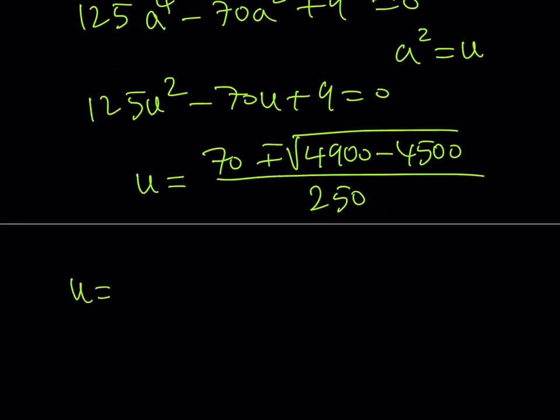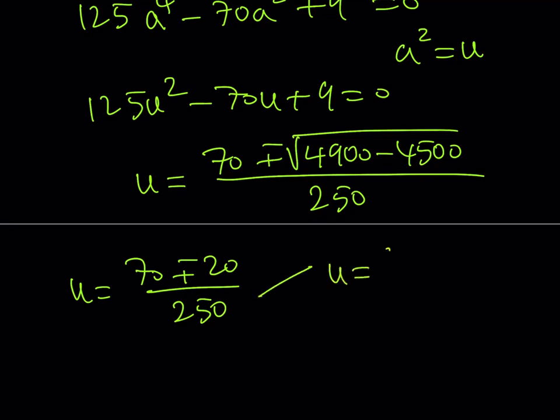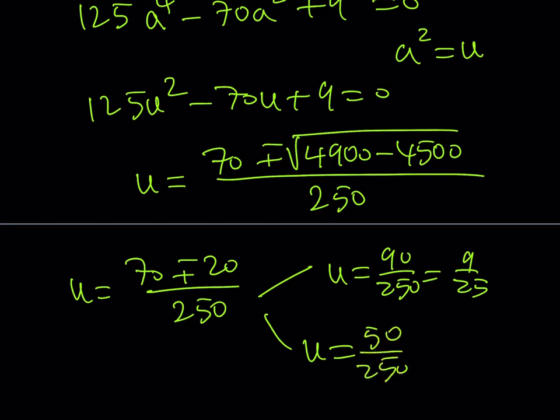Okay, let's see how we can simplify this. That's going to be a 400, and the square root of that would be 20, right? And then I'm going to get this. From here, what am I going to get? I'll get two solutions. One of them is going to be 90 over 250, which is 9 over 25, and the other one is going to be 50 over 250, which is equal to 1/5.